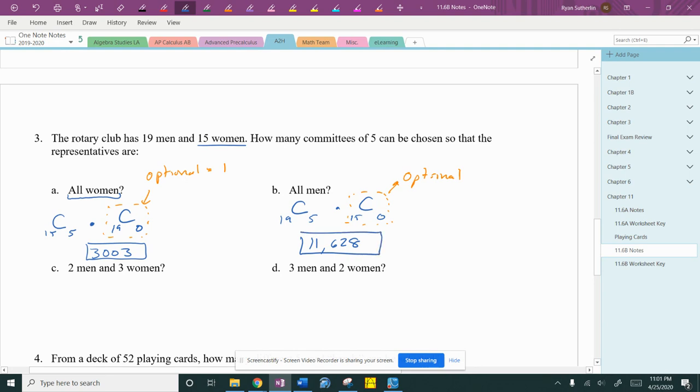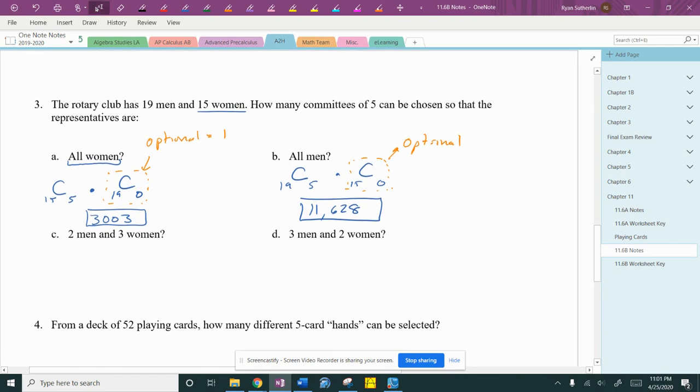Now, how many different committees can be chosen that have 2 men and 3 women? So here I just keep account of everything. Out of the 19 men, we want 2. And in counting and probability, anytime you see the word "and," that is a multiplication. If you see the word "or," that is addition. 3 women, so out of the 15, I want 3.